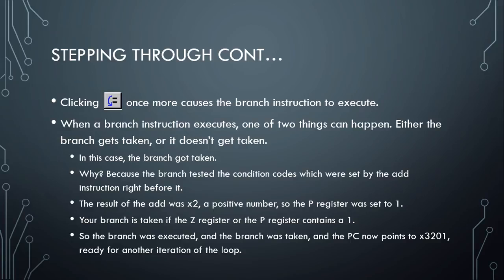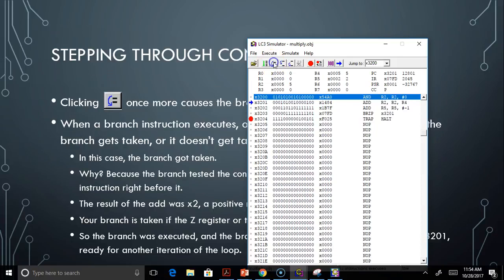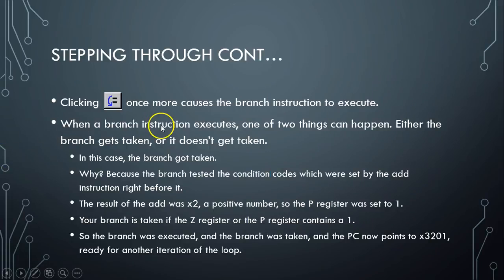Stepping through continued. We're going to continue the step through again to cause more execution to happen. So if I click again, it jumps right back to the beginning at 3201. When a branch instruction executes, one of two things can happen. Either the branch gets taken or it doesn't. In this case, the branch got taken. Why? Because the condition codes were set by the add instruction before. The result of the add was 2, a positive number, so the P register was set to 1. Your branch is taken if the 0 register or the P register contains 1. The branch was executed and taken, so the program counter now points to 3201, ready for another iteration of the loop.